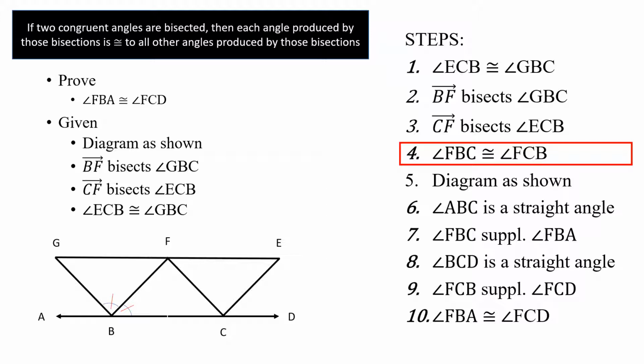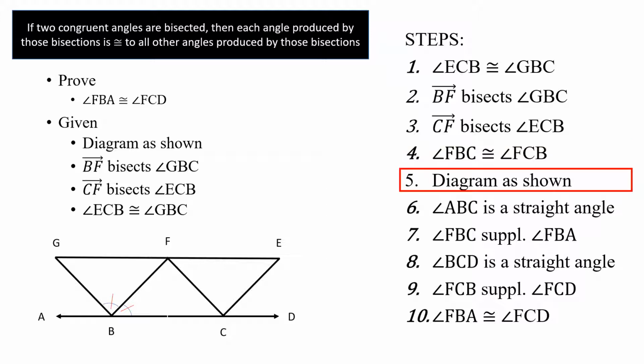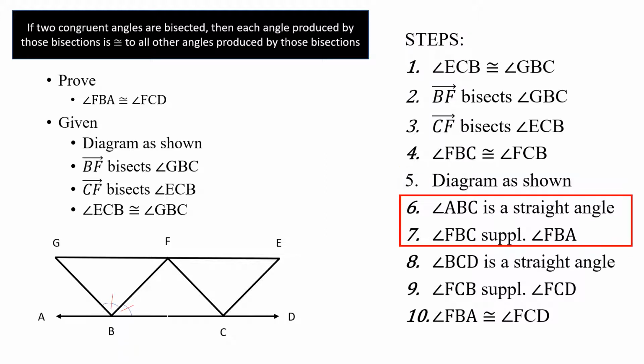Let's look at step 5. Why should we assume that the diagram is as it is shown? Well, because that's a given, and we'll see why that's important as we come to step 6 and step 7. So in step 6, it states that ABC is a straight angle. Now when we look at the diagram, it seems pretty clear that angle ABC is a straight line or a straight angle. So our rationale for step 6 is just the diagram as shown.